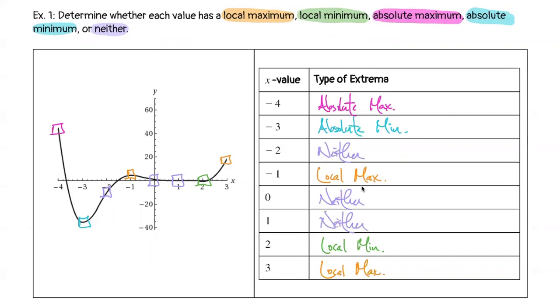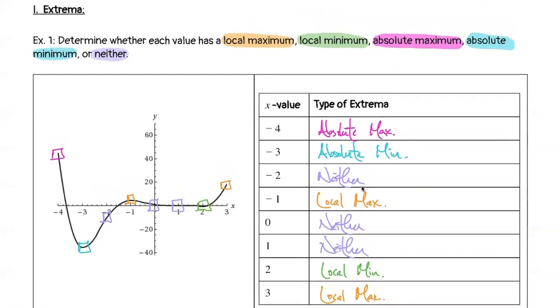Knowing this vocabulary would be really valuable: the difference between a local and an absolute, as well as the difference between a maximum and a minimum. So let's see if we can go the other way.